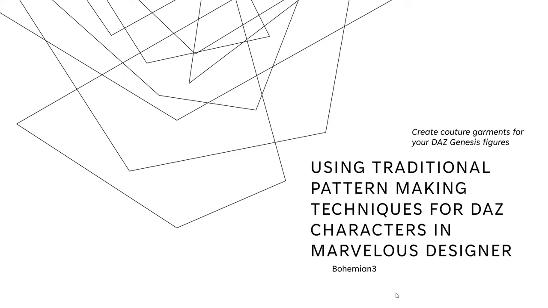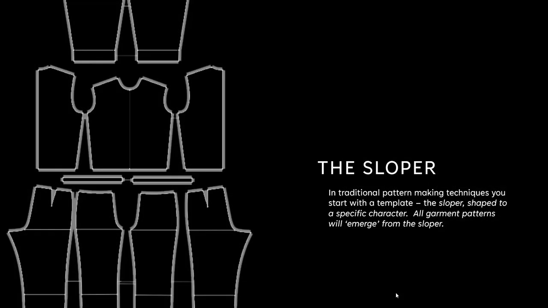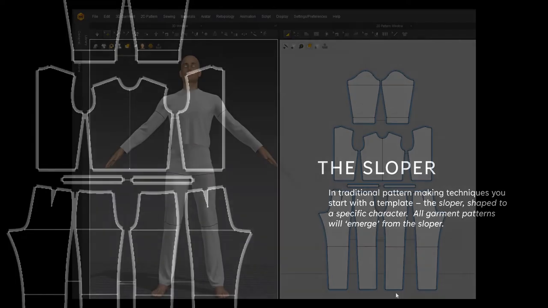I am creating a series of videos on how to use traditional pattern making techniques for DAZ characters using Marvelous Designer. This video focuses in on the sloper. In traditional pattern making techniques, you start with a template, the sloper, shaped to a very specific character. As we begin going through how to use a sloper, all garment patterns will seem to emerge from it.